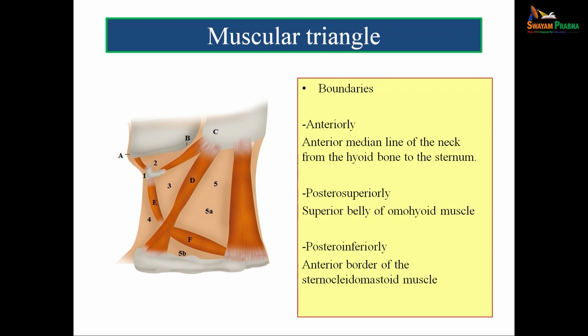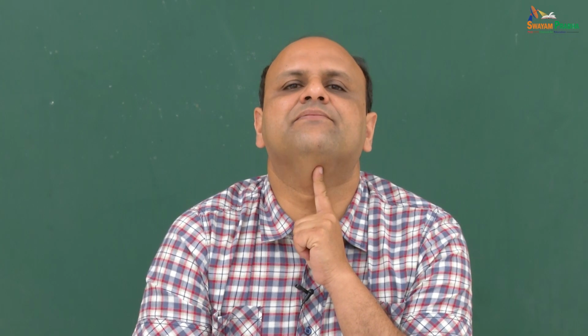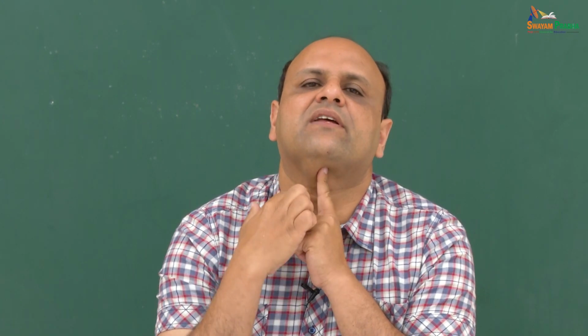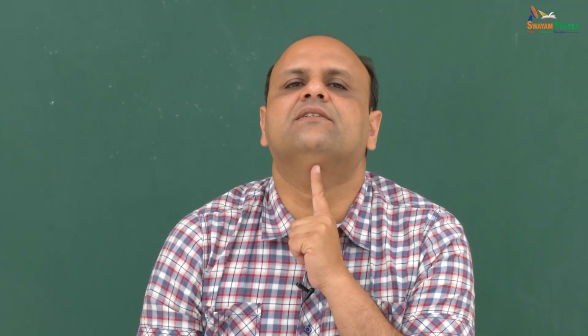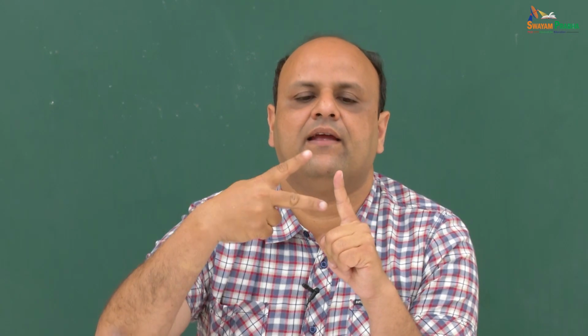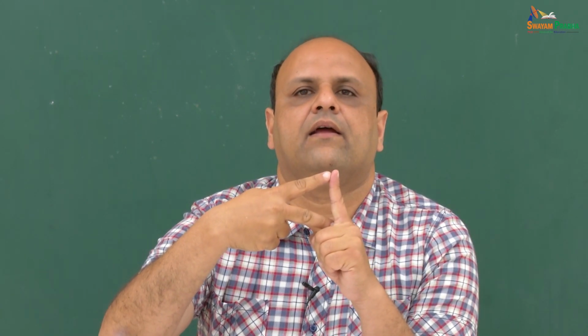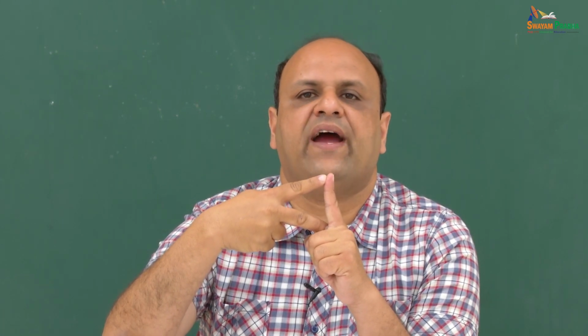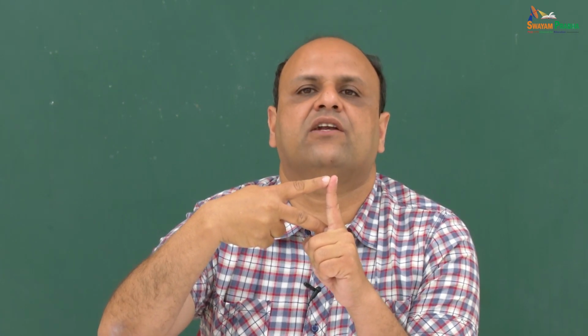Now, the last triangle in the anterior triangle is the muscular triangle. This muscular triangle also has boundaries. Anteriorly is the midline. There are two muscular triangles, one on the right side and one on the left side. So, anteriorly is the midline, and then you have the superior belly of omohyoid and the anterior border of sternocleidomastoid.